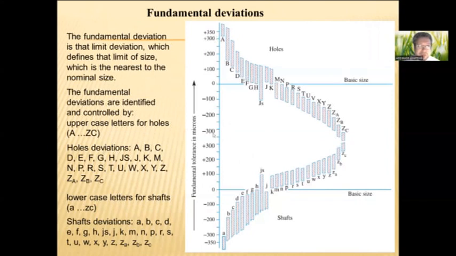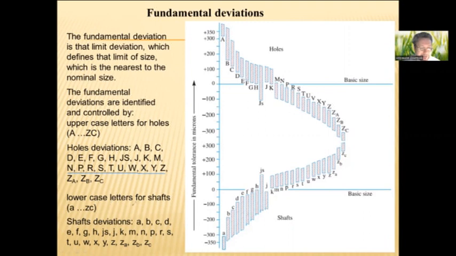The fundamental deviation is that limit deviation which defines that limit of size which is nearest to the nominal size. Nominal size corresponds to the zero line. The fundamental deviations are identified and controlled by upper case letters for holes from A to ZC. Hole deviations A, B, C, D, you can see the letters. All letters are big.